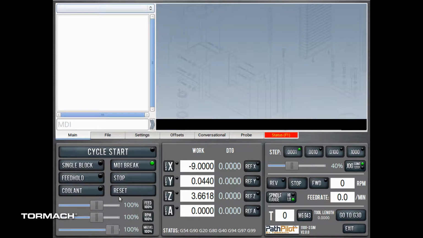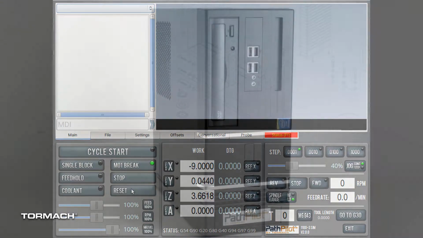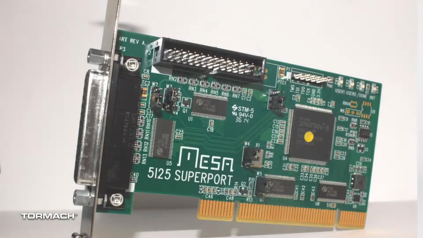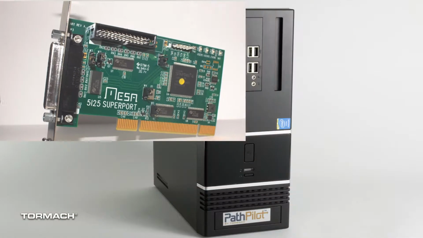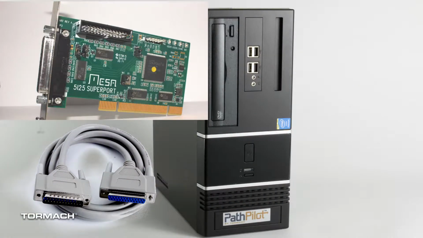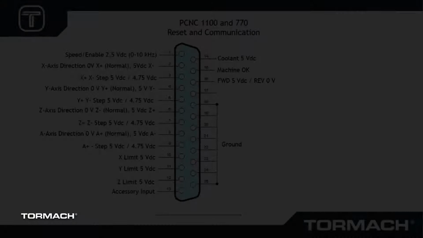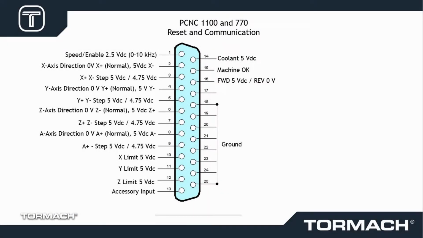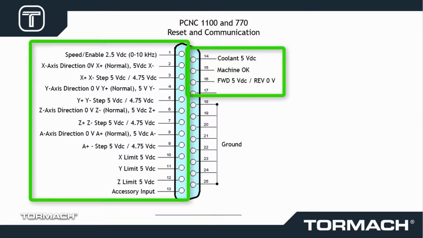Troubleshooting Path Pilot reset or communication issues is made easier once we isolate the controller interface card and the DB25 pin cable from the machine. The 25-pin cable uses 17 wires dedicated to specific tasks. The remaining wires are grounded.